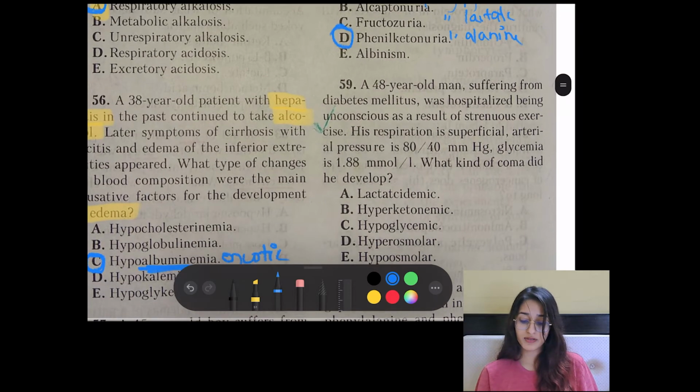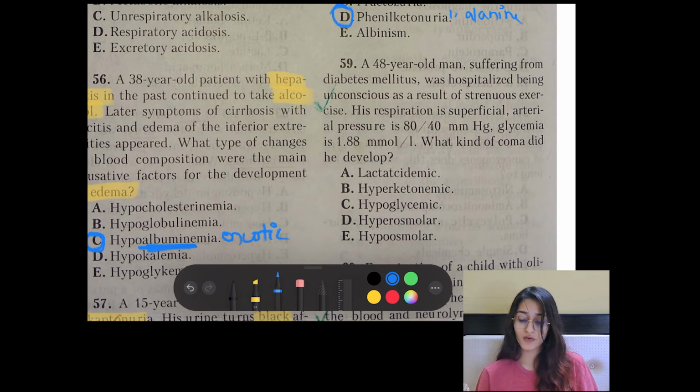So next question. A 48-year-old man suffering from diabetes mellitus was hospitalized being unconscious as a result of strenuous exercise. His respiration is superficial, arterial pressure is low, glycemia is low. So you can see it is less than normal. The normal is 3 to 5 millimole per liter.